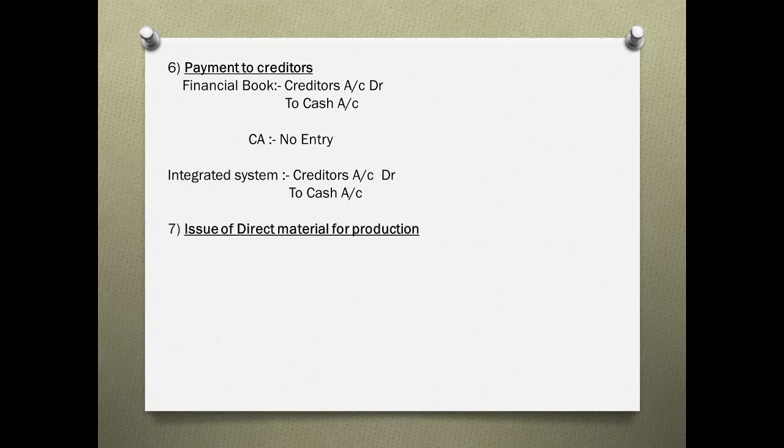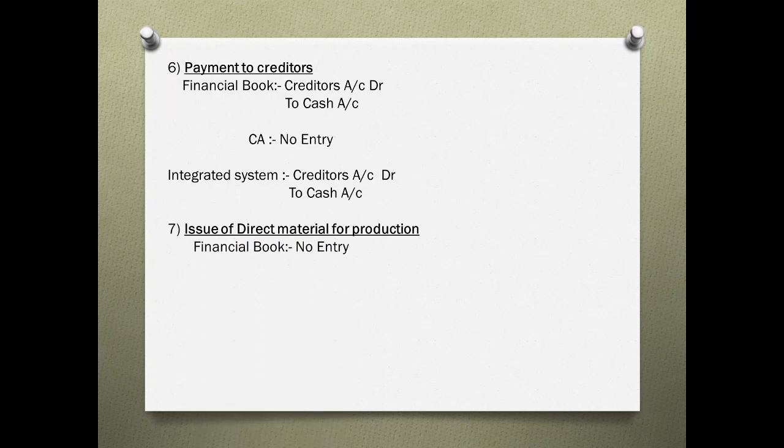Next, issue of direct material for production. डायरेक्ट मटेरियल इशू किया है, डायरेक्ट मटेरियल बाहर जा रहा है. For what? For production purpose के लिए. So don't you think it's interdepartmental related? Material is going out for work, that is for production. Will there be an entry under financial book? Financial book records only monetary related transactions. Interdepartment, allocation, transfer, these entries are not recorded in financial book, so there would be no entry.